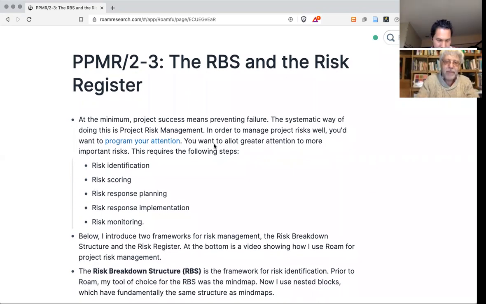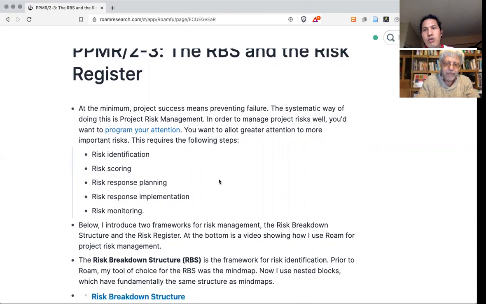Essentially, this is really about programming your attention to the most important risks. So the tools we're using here are really just to make sure that we are focusing our attention on the most important risks. So all these steps have that endpoint.